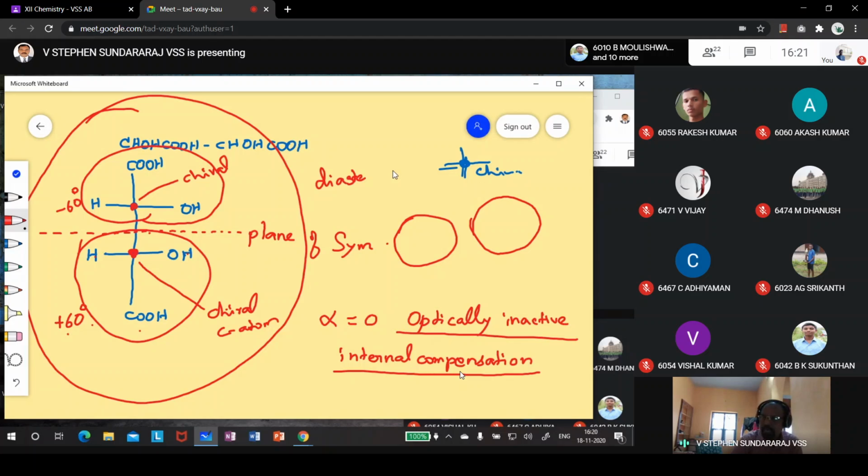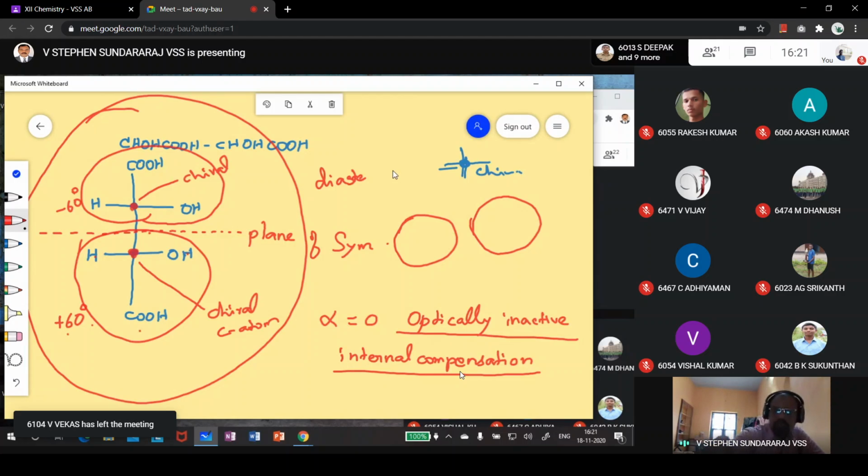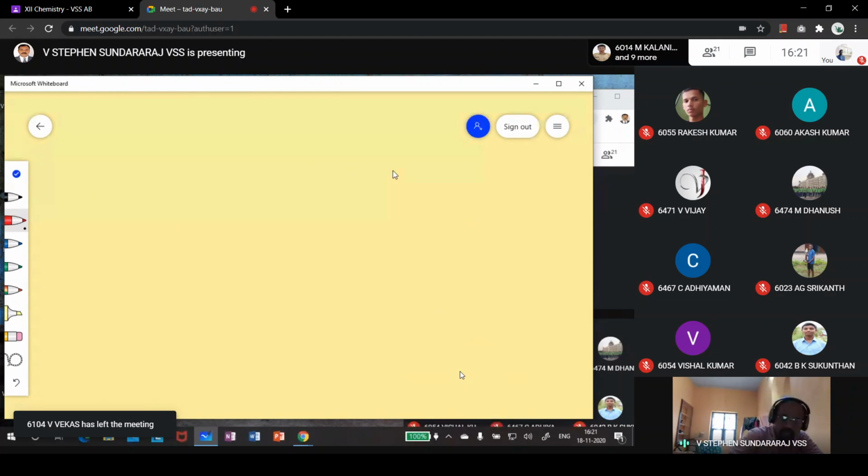The meso form is optically inactive. But diastereomers are optically active. I will complete that. Anybody who is interested, you stay; otherwise, you can leave. I will show only the diastereomers by using the same example.